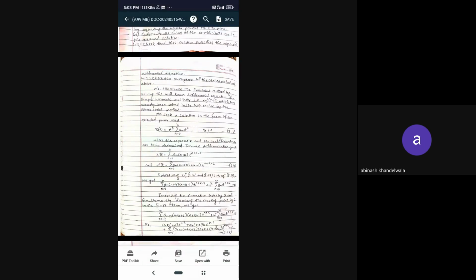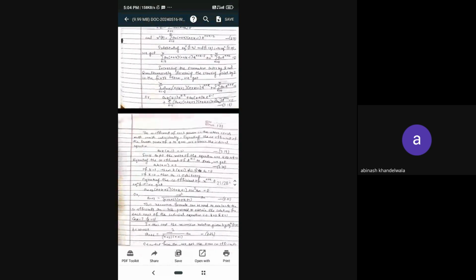Now increasing the summation index by 2 and simultaneously decreasing the starting point by 2 in the first term, we get summation n equals minus 2 to infinity a_(n+2) multiplied by (n plus k plus 2) multiplied by (n plus k plus 1) multiplied by t to the power n plus k, plus omega square summation n equals 0 to infinity a_n t to the power n plus k is equal to 0.